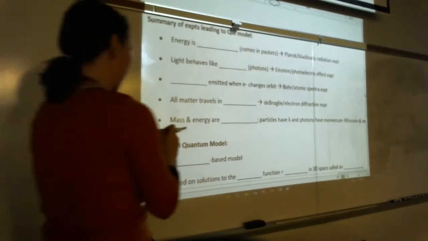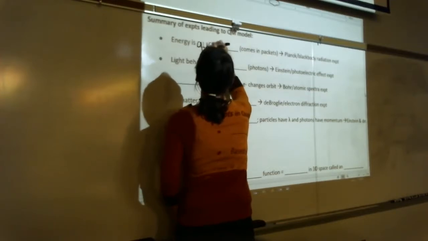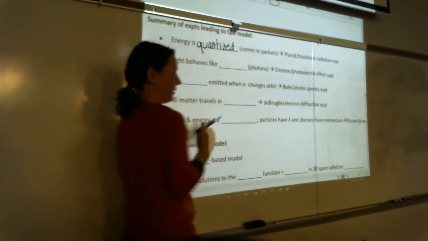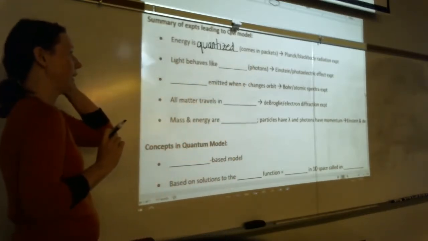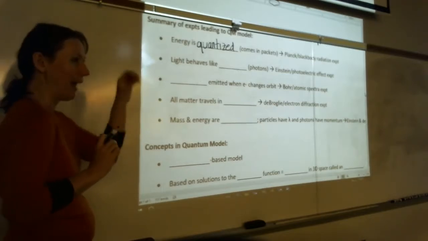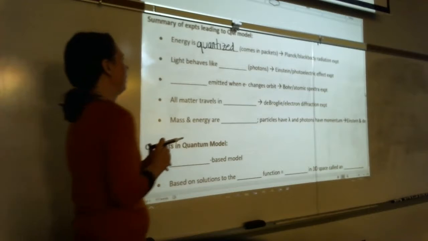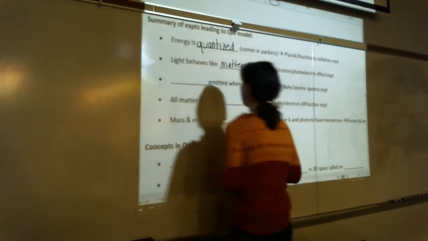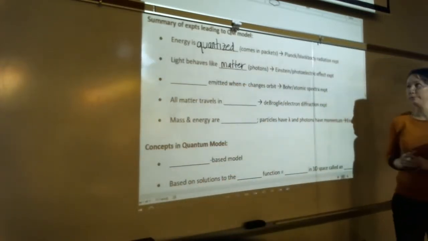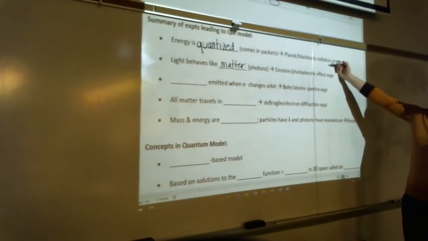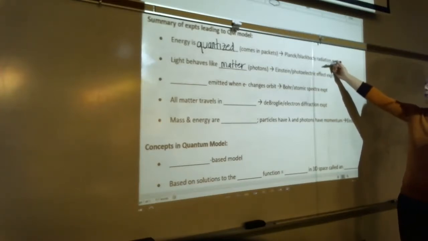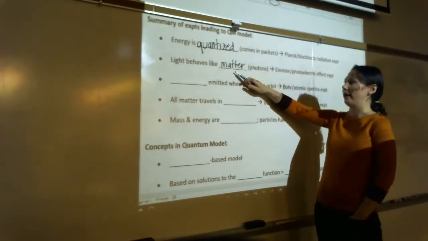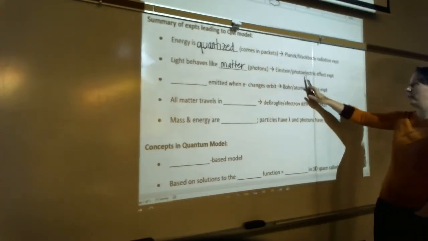Energy is quantized. What does that mean? It means it comes in packets, little tiny packets. Energy is quantized. It comes in little packets that we call photons. So light behaves like matter. We talked about this as part of the Bohr model. So energy is quantized. That discovery came from Planck's experiments with black body radiation. And then light behaves like matter, which we call photons. That comes from Einstein and the photoelectric effect.